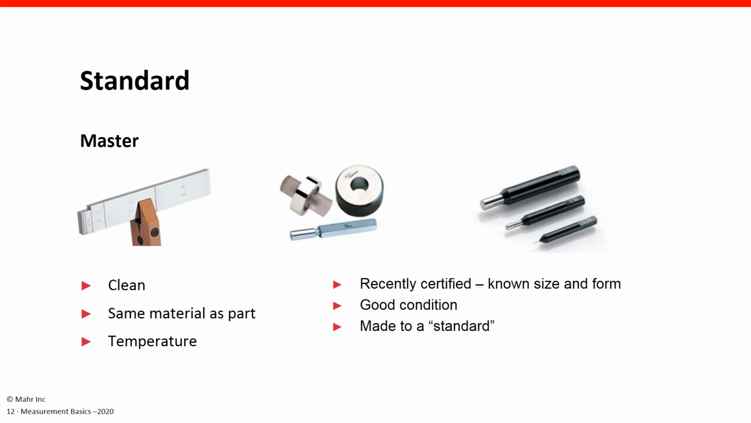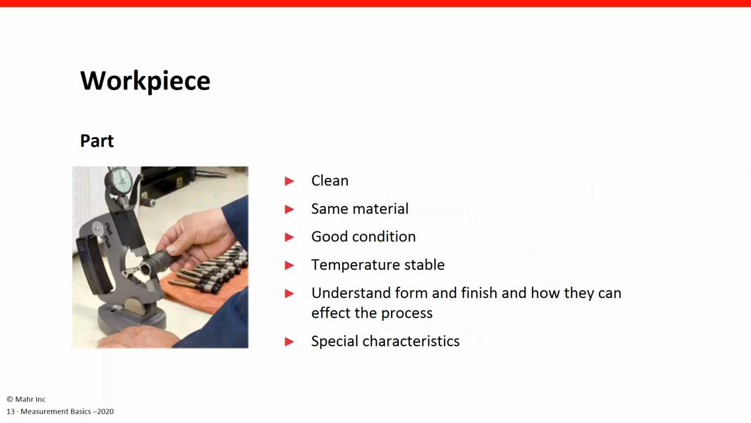Gauge blocks are made to a standard. Rings and discs are made to a standard so that we know the overall uniformity of the form and surface finish and so forth. The second part of the process is the workpiece. Again, it should be clean, the same material as the gauge and the master. Again, good condition, no burrs on it, temperature stable. We don't want to be measuring a hot part. And we should understand the form and finish and how they can affect the measuring process.